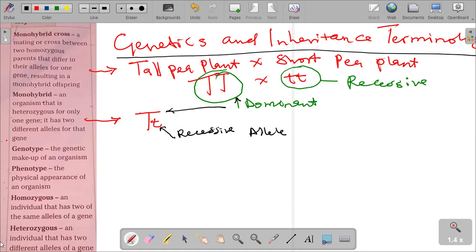What is genotype? Genotype, the genotype of an organism.